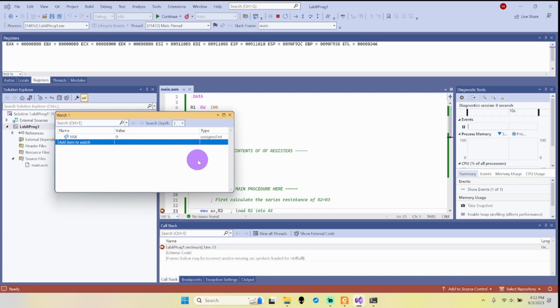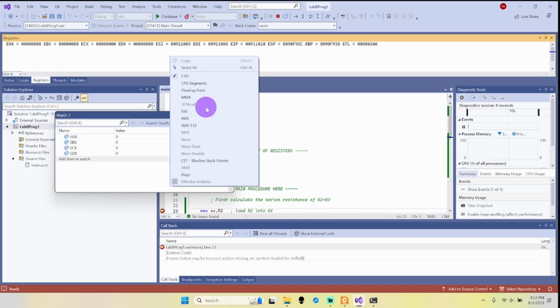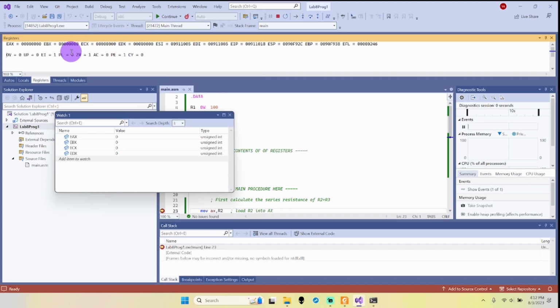Move my mouse so you guys can see. EBX, enter. ECX, enter. EDX, enter. Okay. I will also need my flags, so I'll right click. Here's my flags, so we can see what's going on here.